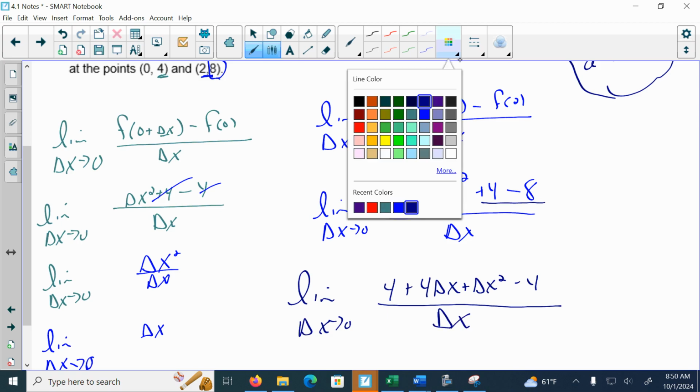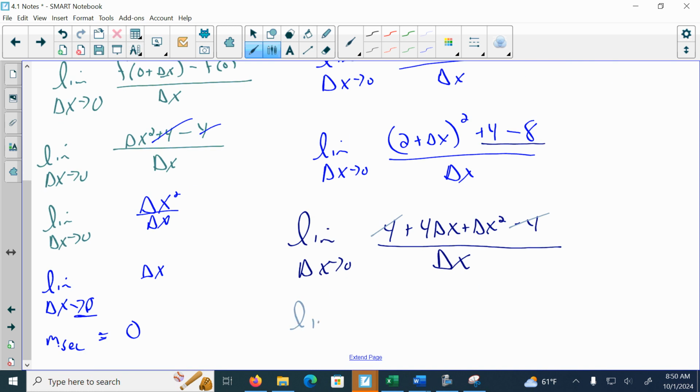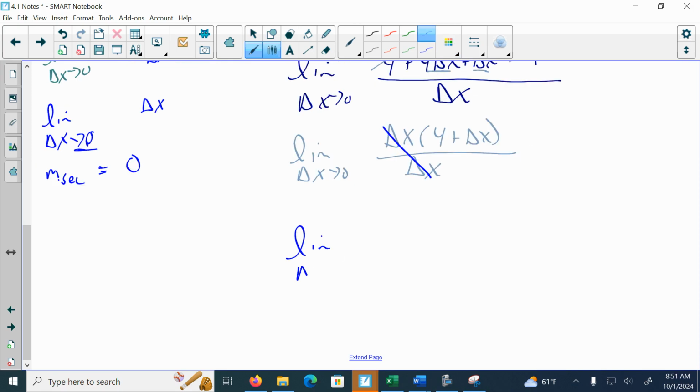Now the 4 and the negative 4 end up equaling 0, and everything else that I'm left with has a delta x. I must show that I'm factoring out the delta x before I can simplify the delta x. So I'm going to factor out the delta x. When I factor out from here, I'm going to have a 4. When I factor out from here, I'm going to have 1 delta x left, and this is going to be over delta x. Now that delta x is simplified, take the limit as delta x approaches 0. Since I got rid of delta x in the denominator, it's okay for me to substitute the 0 in. So I'm going to have 4 plus 0. So the slope of the secant line is going to end up equaling just 4.